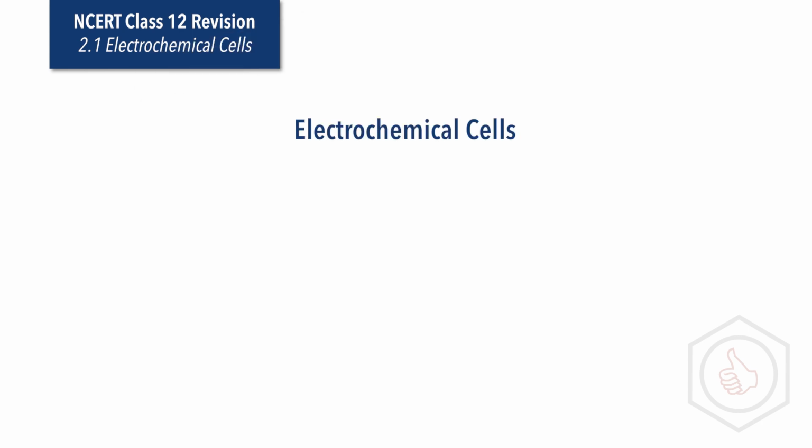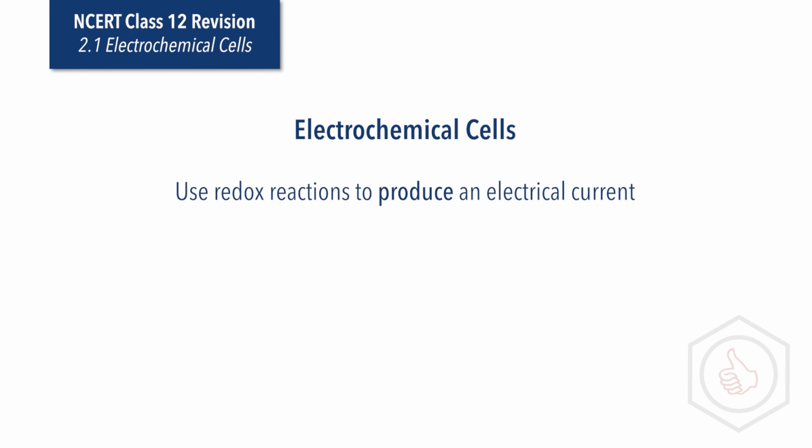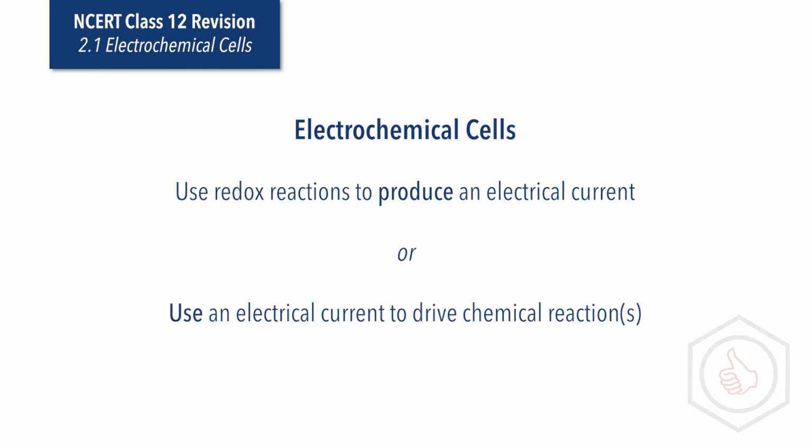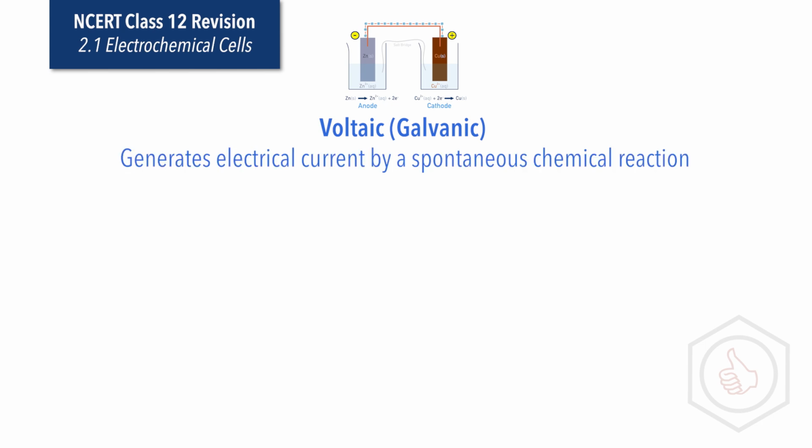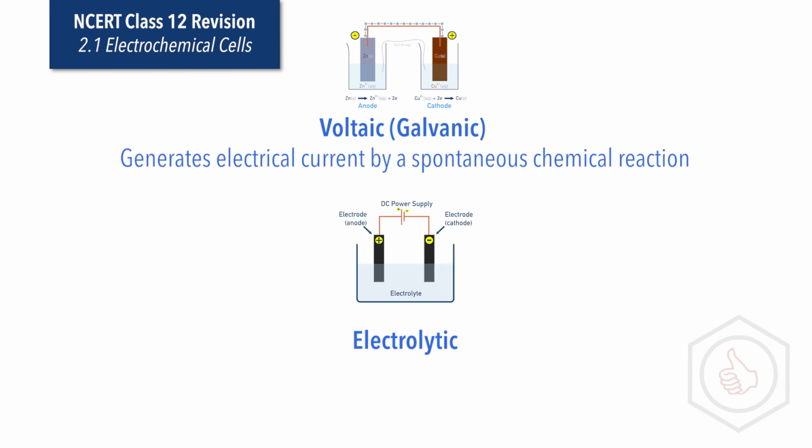Electrochemical cells use redox reactions to either produce electricity or use electricity to drive chemical changes. They are essential for understanding how chemical energy is converted into electrical energy through the movement of electrons and ions. There are two main types of electrochemical cells: Voltaic or Galvanic cells that generate electricity from a spontaneous redox reaction, and electrolytic cells that use electricity to force a non-spontaneous redox reaction to occur.